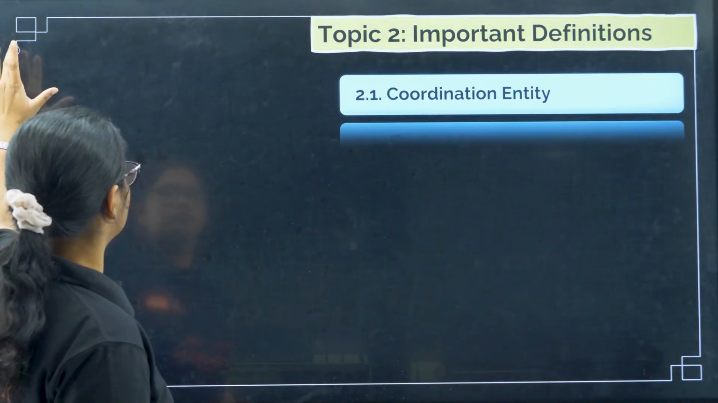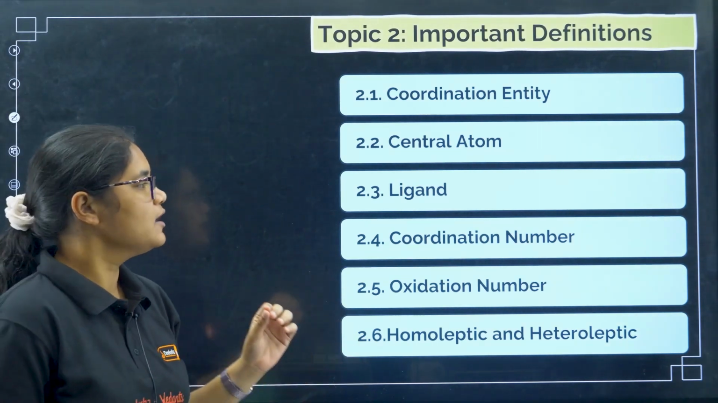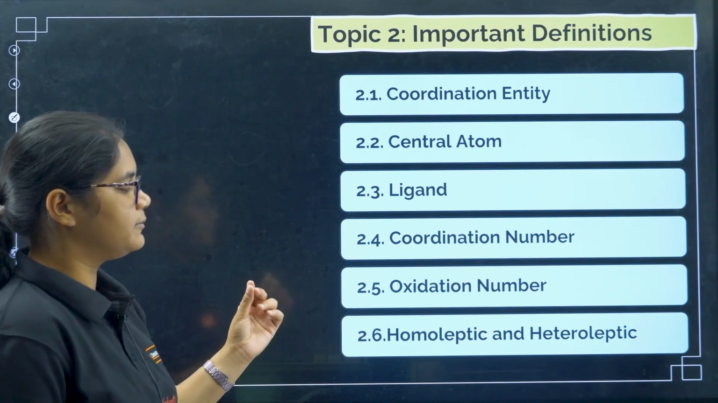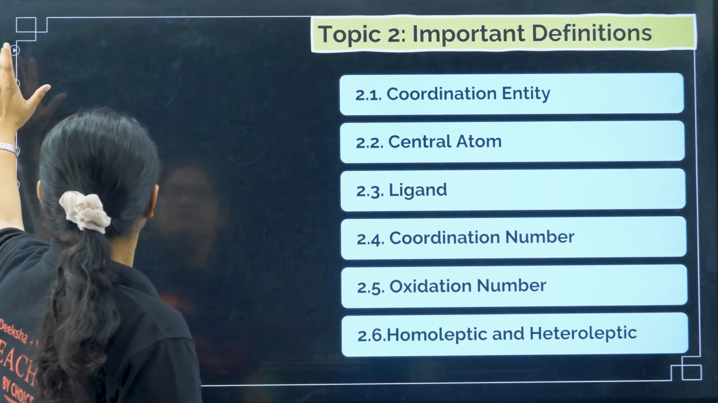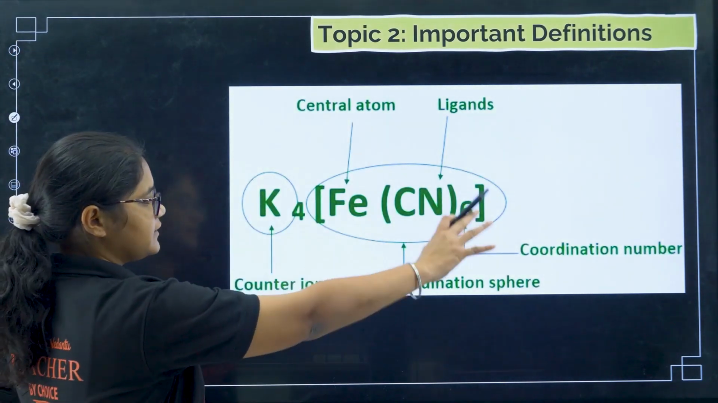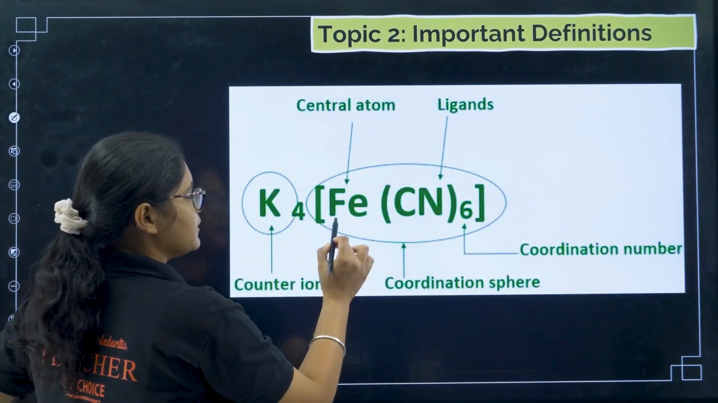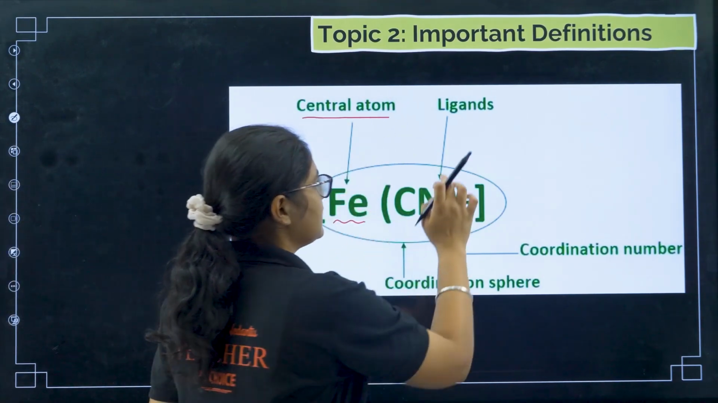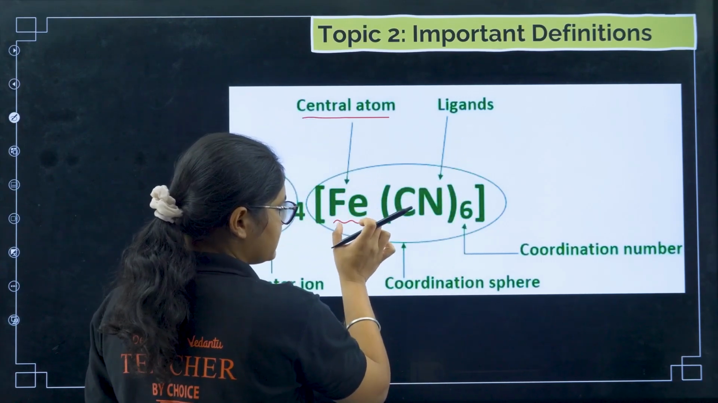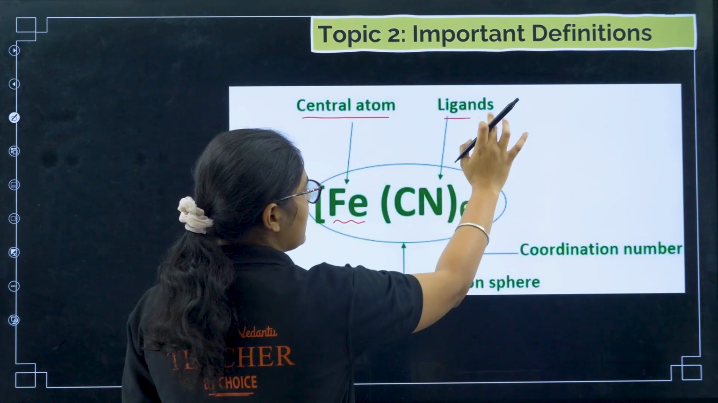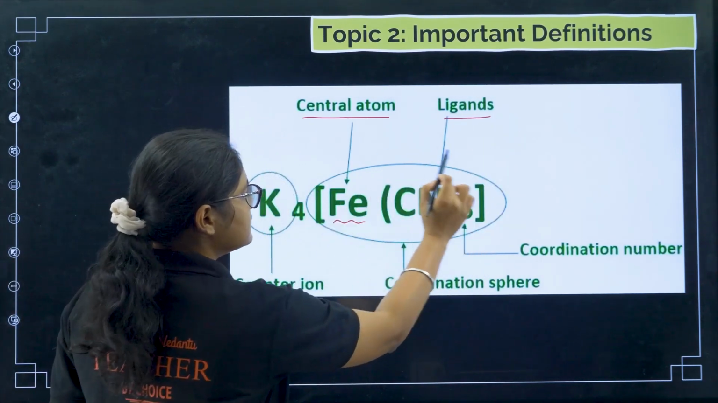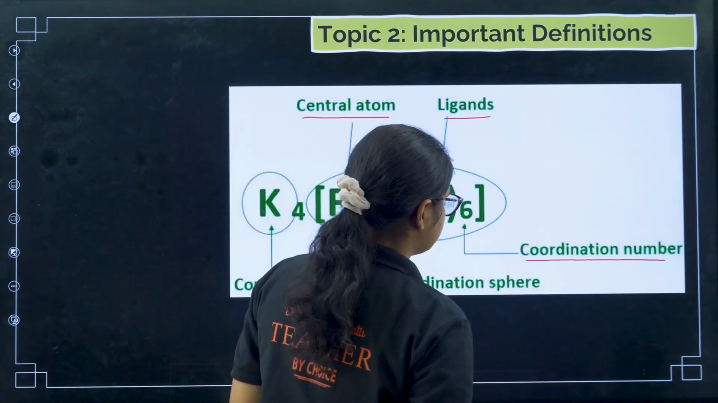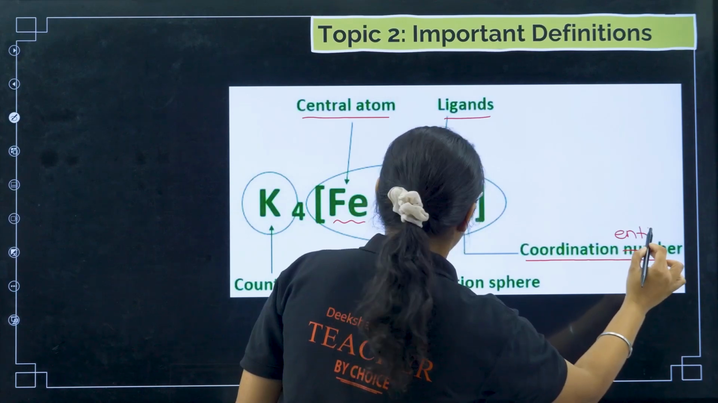Now moving forward to the next topic, some important definitions you should know: coordination entity, central atom, ligand, coordination number, oxidation number, homoleptic and heteroleptic complexes. The first thing will define the first 3 terms. The metal, the transition metal atom, is called your central atom. The ligands are the molecules which form bonds with the metal and are present inside the square bracket. This whole species, where you have the metal and the ligands in the square bracket, is called your coordination entity or coordination sphere.